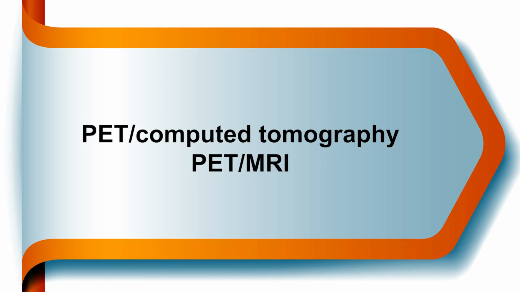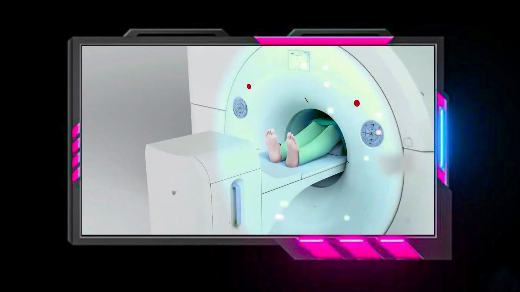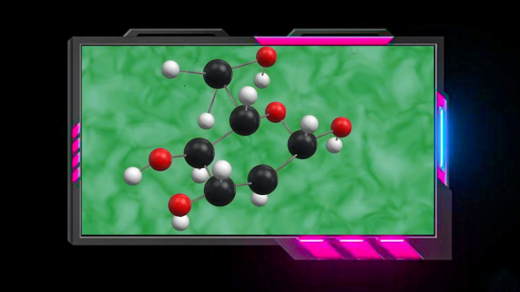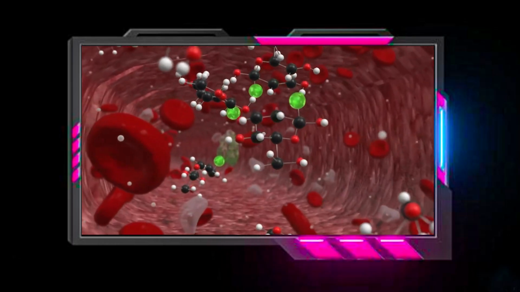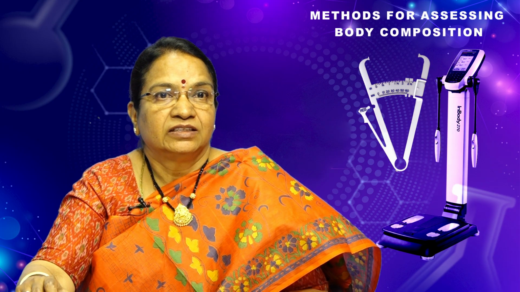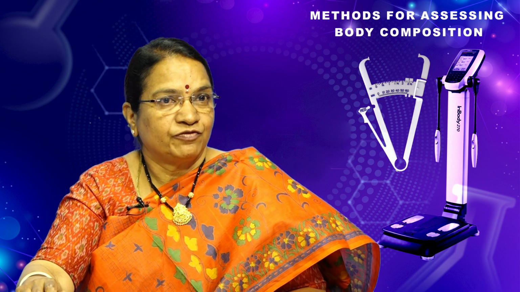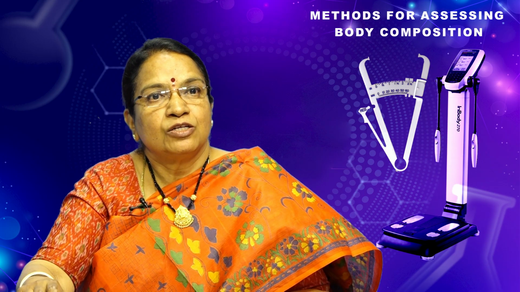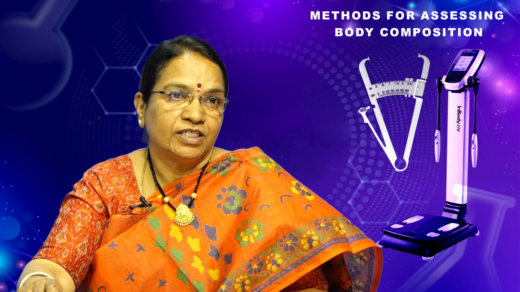Then PET or computed tomography and/or PET and MRI. In PET, a tracer, usually 18F fluorodeoxyglucose, is introduced into the body and accumulates in clusters of high glucose metabolism that can be measured and visualized in the PET scan alone or more commonly combined with computed tomography. Now, PET scans are used to identify highly metabolically active areas in the body.